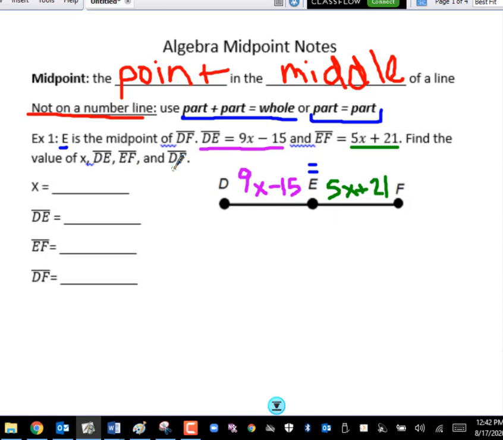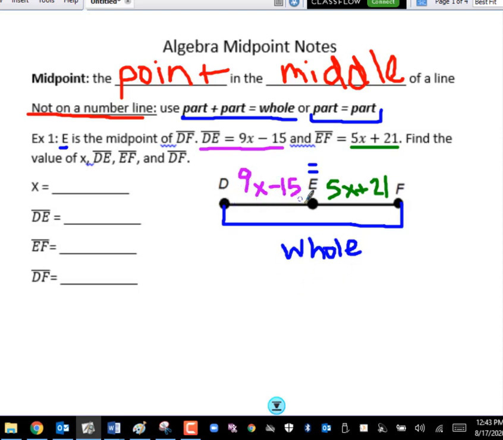So that's a lot of stuff for me to find. I'm looking at the information they gave me, and I am deciding, is 9x minus 15 part of a segment, or is it the whole segment? When I'm looking at my picture, I can tell that the whole segment is all the way D to F, that's the whole. Do I have any information about D to F? No, they didn't tell me anything with an x value. They didn't tell me DF equals something with x in it. So I don't know what the whole is.